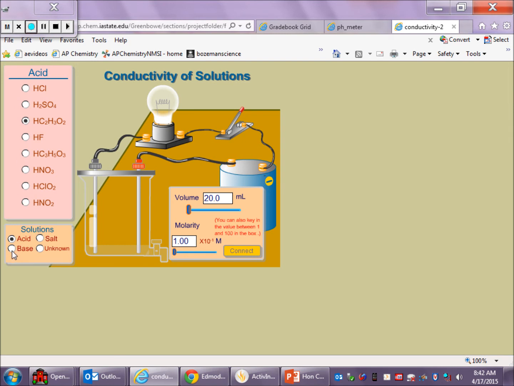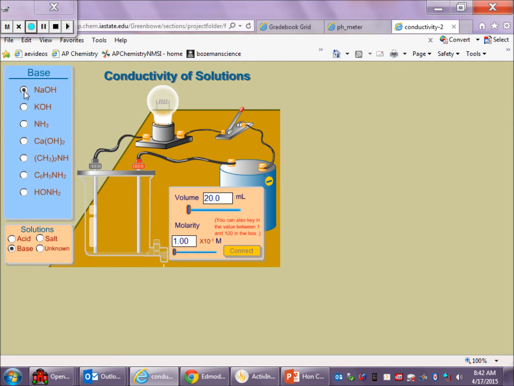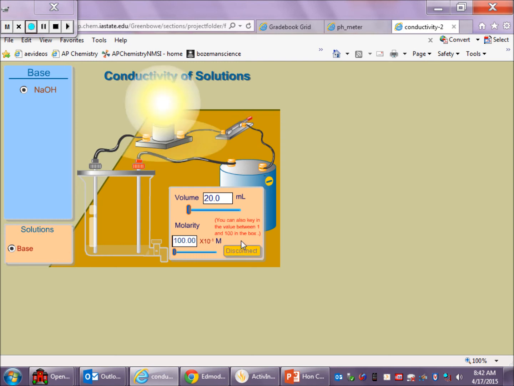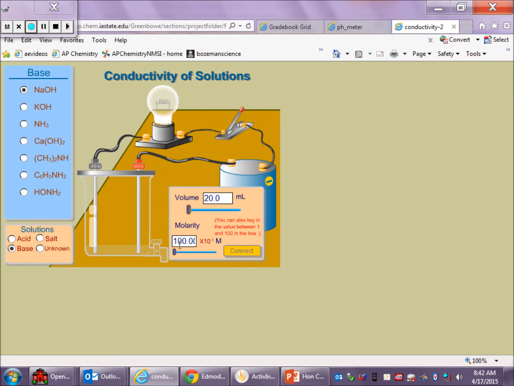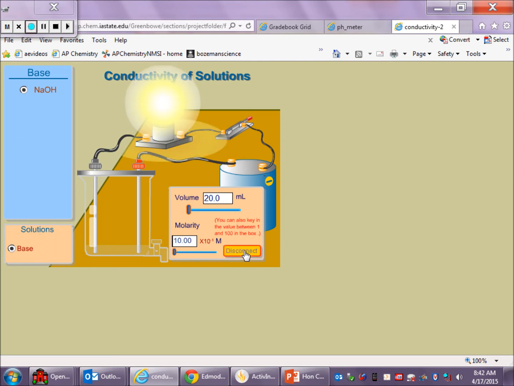Sodium hydroxide. And the exact same concentration. We will start with 10 molar. Let me put 100 times 10 to the negative 1. I connect. I see it is a good conductor. Disconnect. I dilute it. This is 1 molar. Connect. Still conducts.